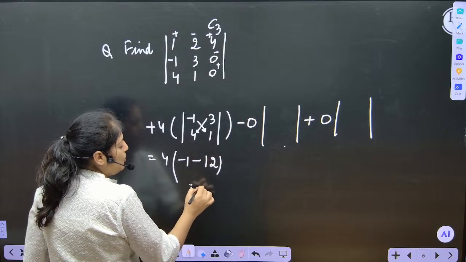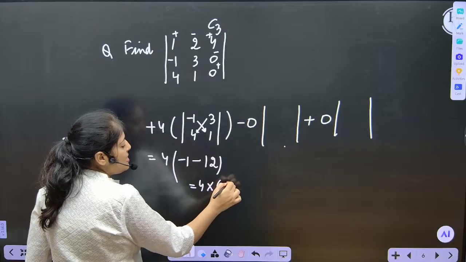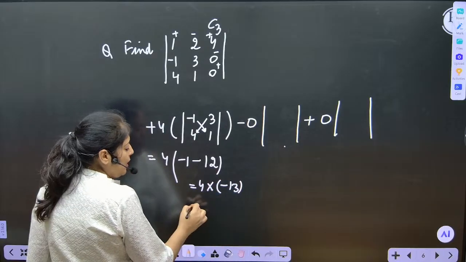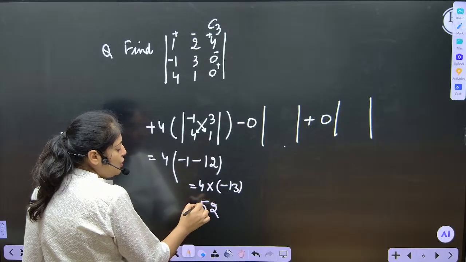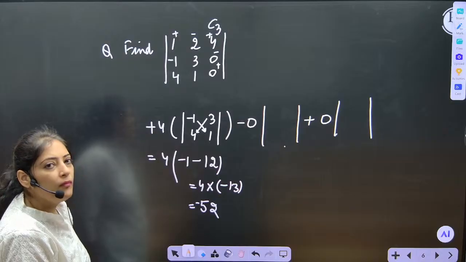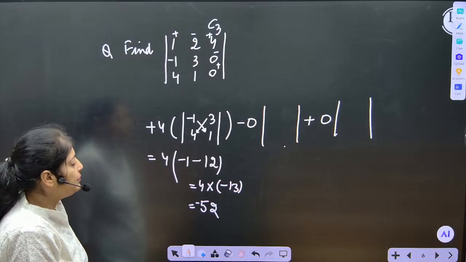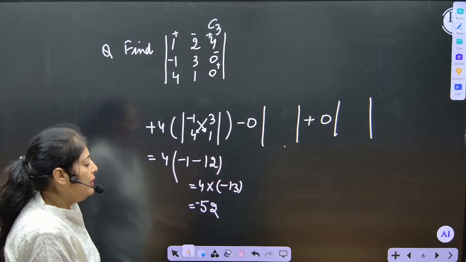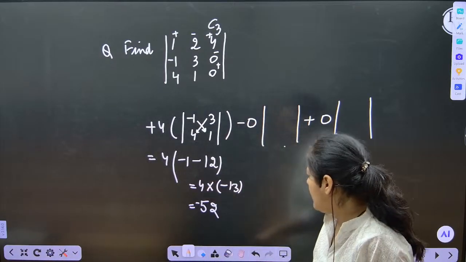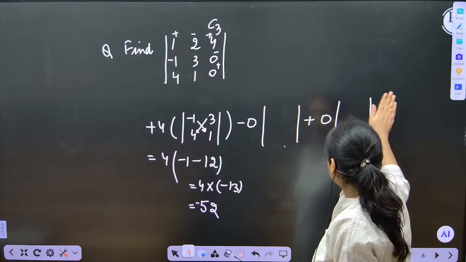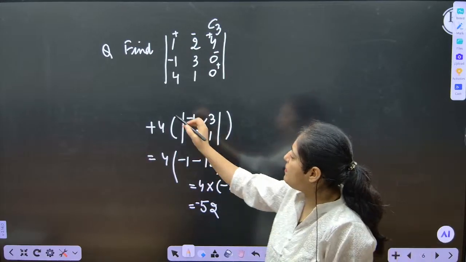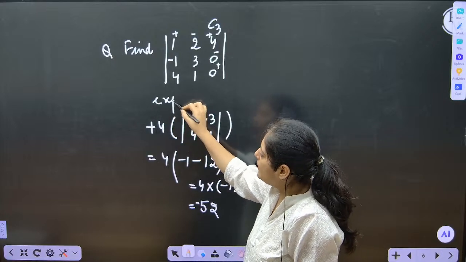So it will come out to be 4 into minus 13. Yes. So it will come out to be 52 with minus 7. Yes. Now 0 terms as it is, I'm not writing because anyhow the answer will come out to be 0. Now suppose if I expand this, I have already expanded it through column 3.